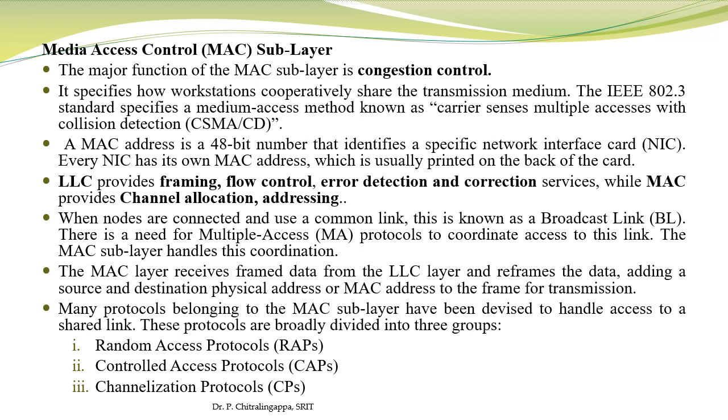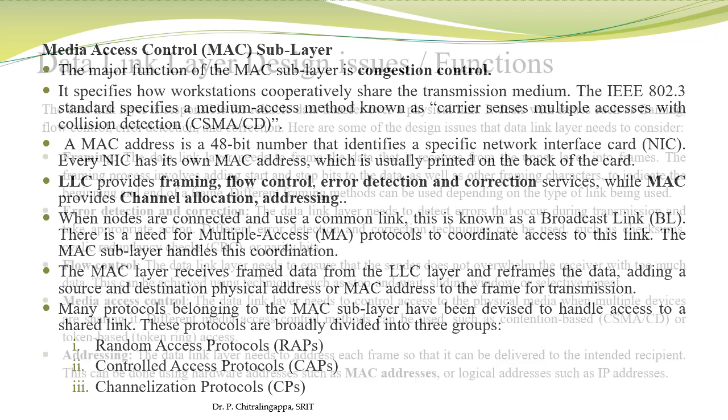The media access control layer mainly deals with congestion control, trying to reduce congestion. Why? Because many devices send data into the channel at the same time, and it is unable to regulate the flow. For that purpose there are many congestion control approaches we can use to reduce the congestion. They are divided into three categories: random access protocols, controlled access protocols, and channelization protocols.